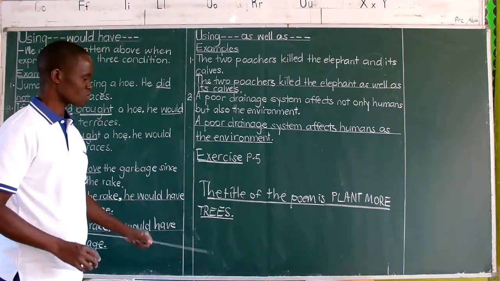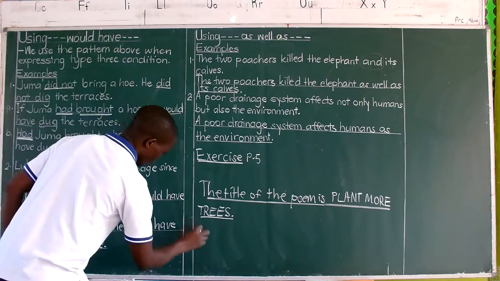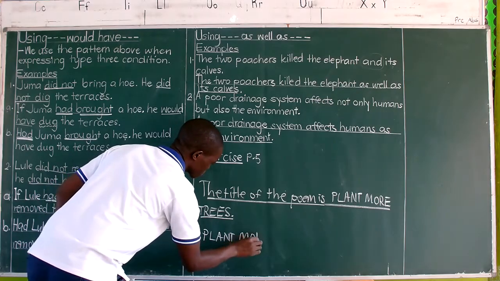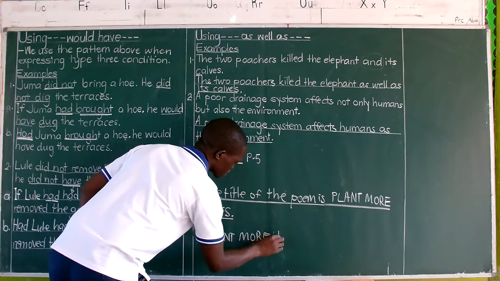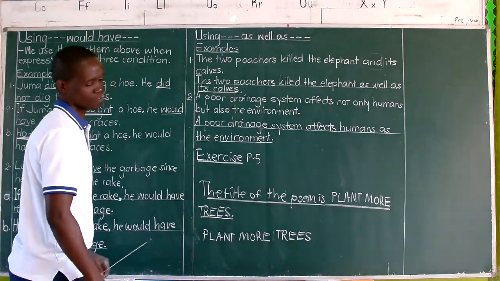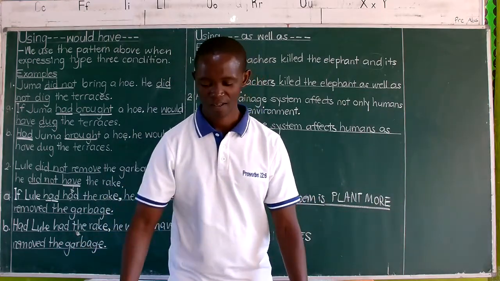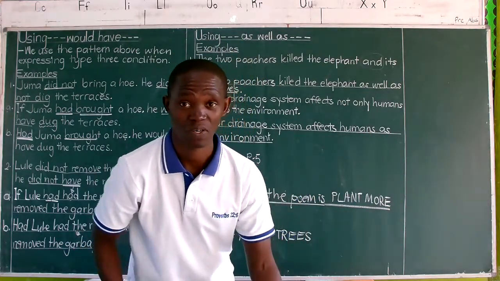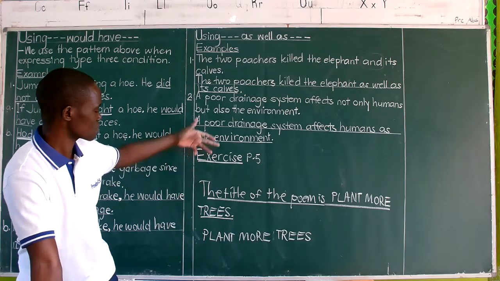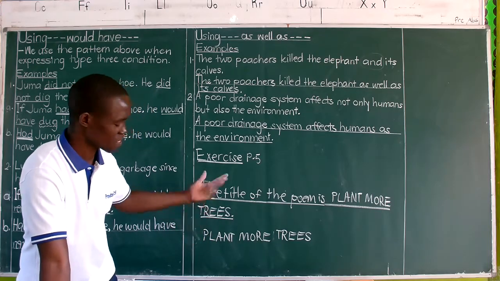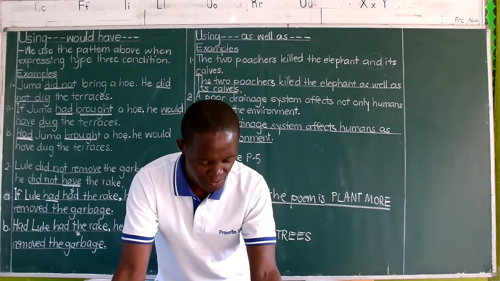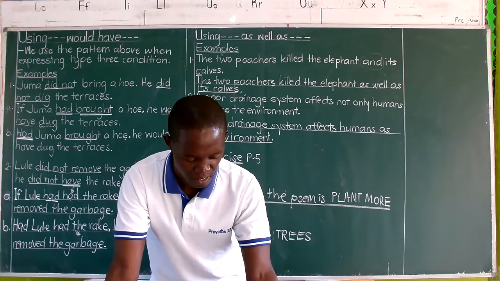If the teacher asks me to write the title of the poem, I will just write this: Plant More Trees. The moment you put a full stop here, you sacrifice your answer. The teacher will not allow you to get any mark for that. So be careful. This is a full sentence, just for giving or suggesting a title for the poem. So those are important things to bear in mind as you write your answers.